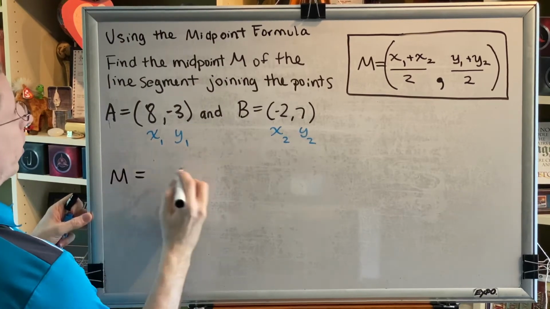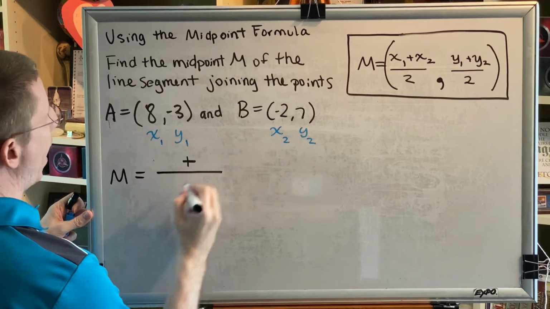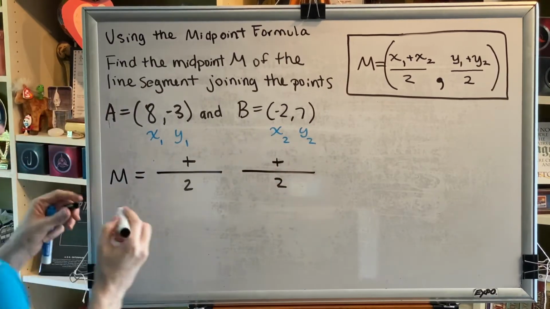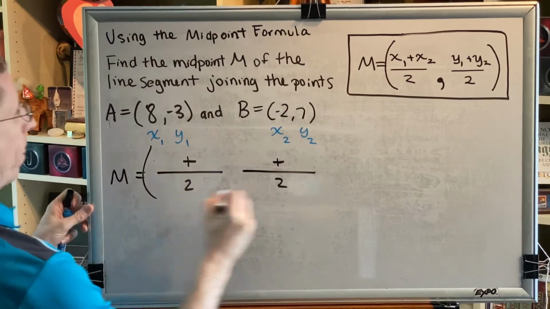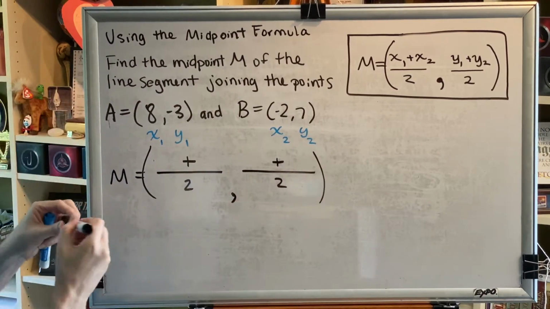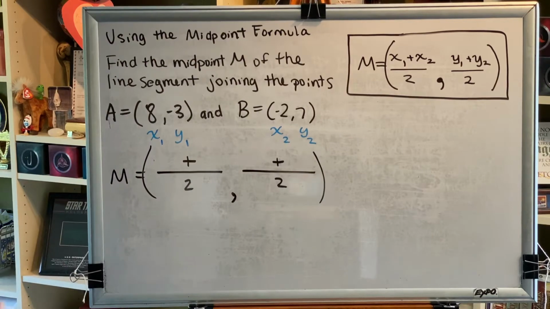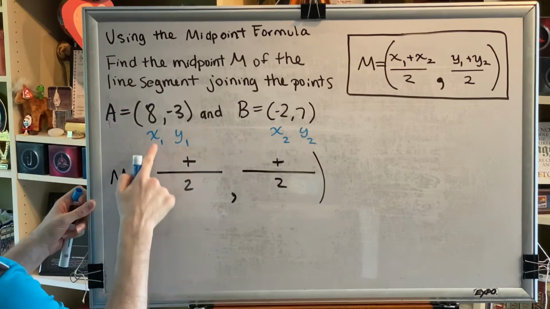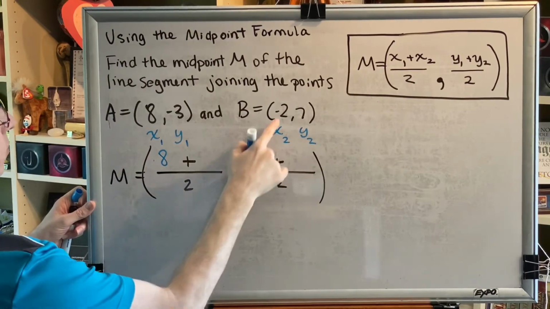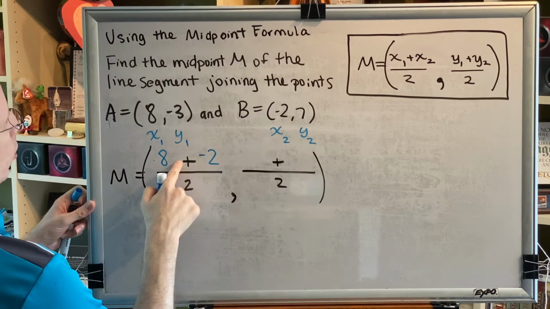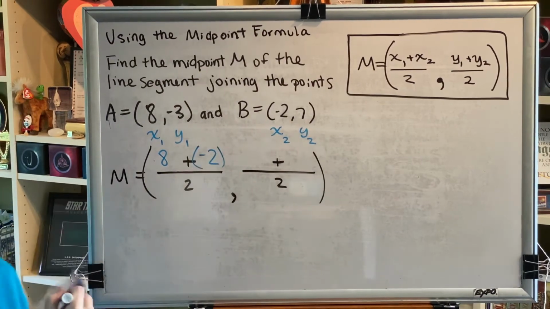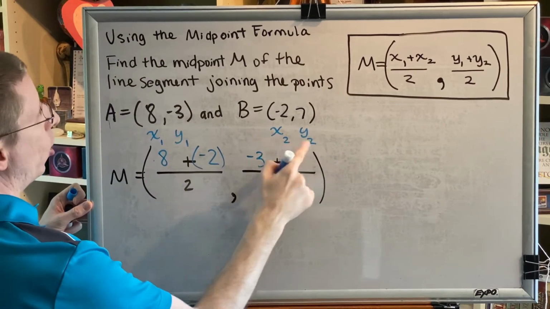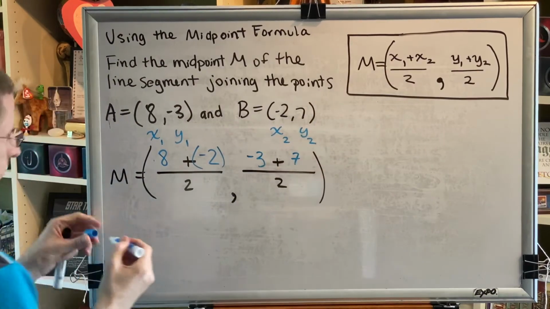The midpoint formula is found by adding the x-coordinates and adding the y-coordinates and dividing the sums by 2. So let's make the framework for our formula first, and then we can plug in the values. So we want x1 plus x2. x1 is 8, and x2 is -2. Notice that we are adding a negative, so we'll put that in parentheses. Now the y's. y1 is -3, y2 is 7.